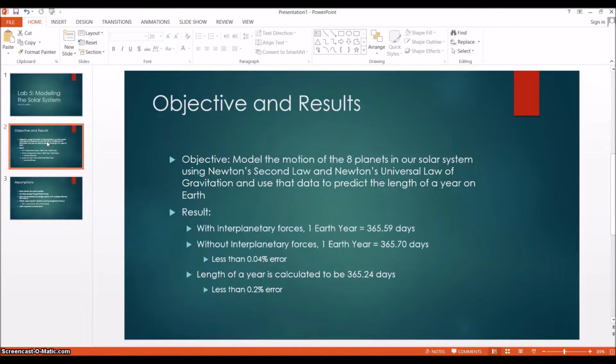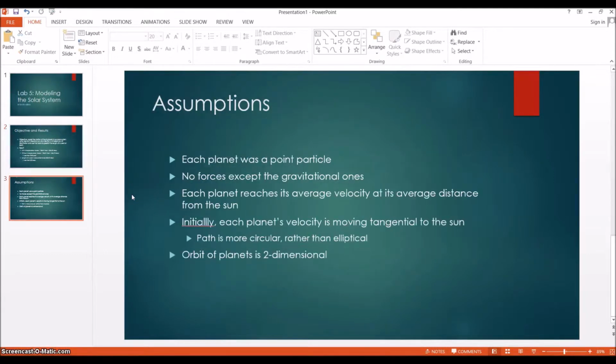This error of less than 0.04% between the two indicates that the Sun is the overwhelmingly significant reason for Earth's orbit. The length of a year is generally thought of to be 365.24 days, which differs from both of my calculations by less than 0.2%. Because of certain limiting factors, I made some assumptions in carrying out this lab.